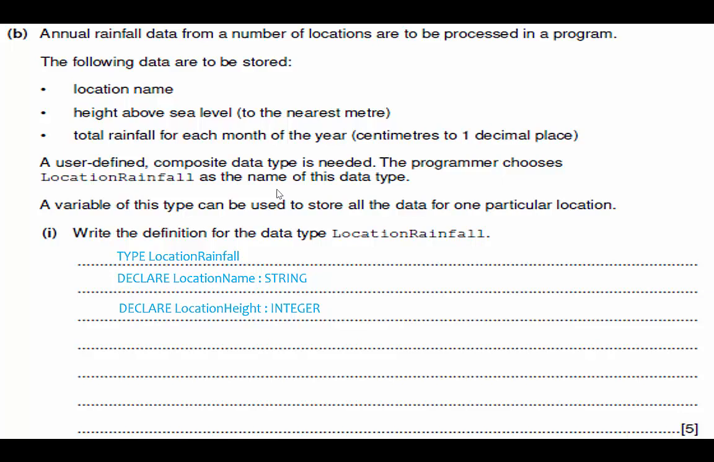Then it says total rainfall for each month of the year, centimeters to 1 decimal place. There are 12 months in a year. I'm not going to create 12 different variables inside this data type because by the time you're in A level and even AS or even pre-ACE, you're familiar with a data type that can be used to store 12 months of data, and that is an array. Declare location rainfall as the data type array, 1 to 12, and that is going to be of real data, which allows decimal places to be used, and then to get your final point, you simply end type.